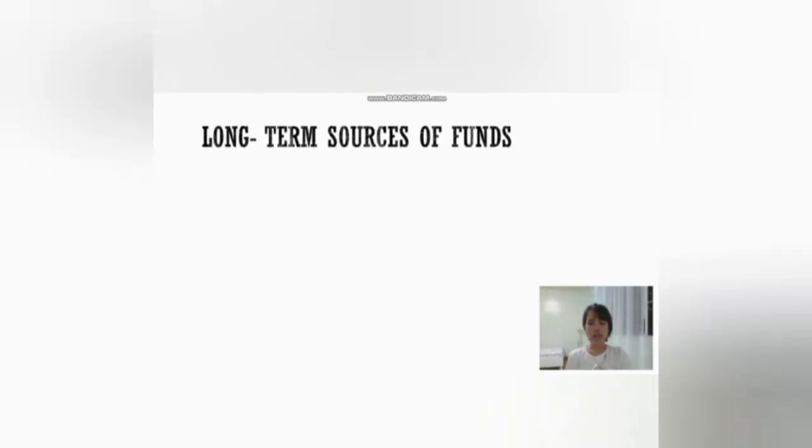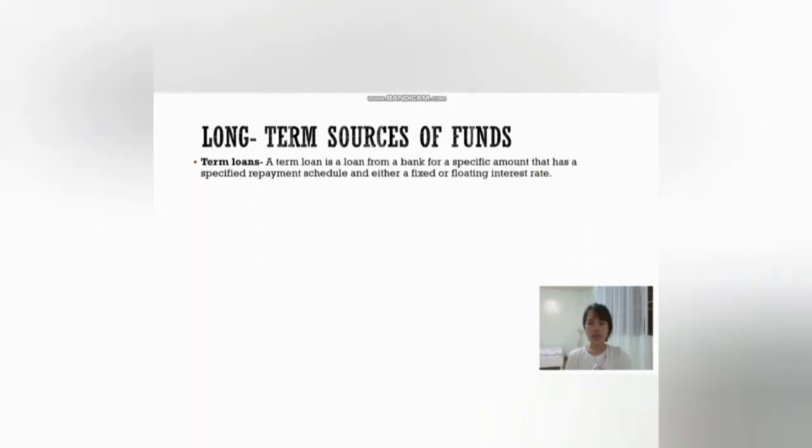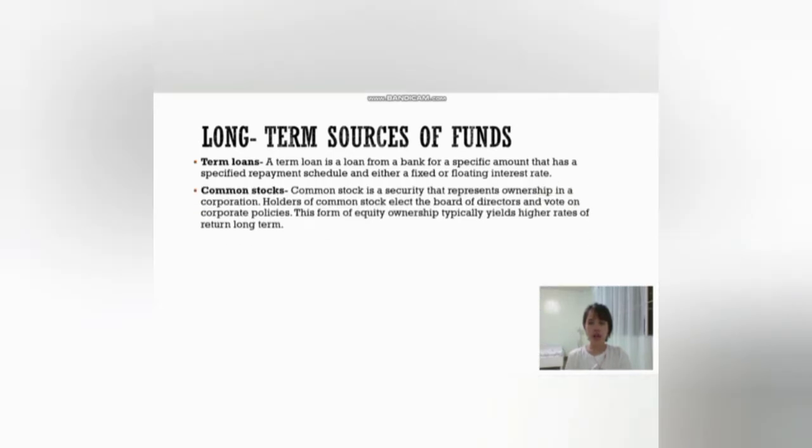Next, long-term sources of funds. Term loans. A term loan is a loan from a bank for a specific amount that has a specified repayment schedule and either a fixed or floating interest rate. Common stocks. Common stock is a security that represents ownership in a corporation. Holders of common stock elect the board of directors and vote on corporate policies. This form of equity ownership typically yields higher rates of return long-term.